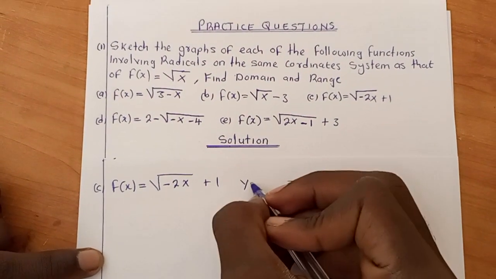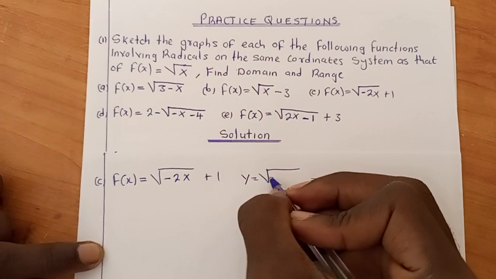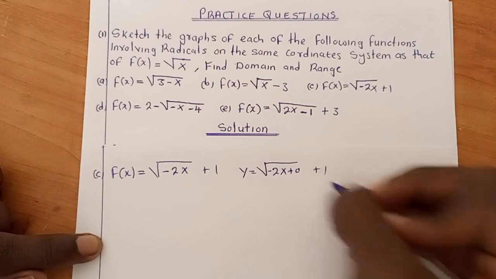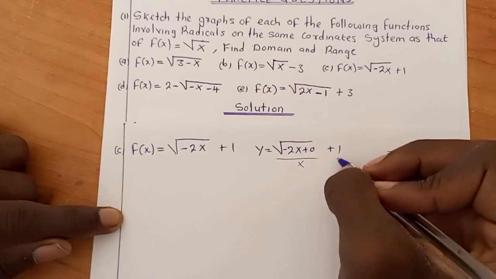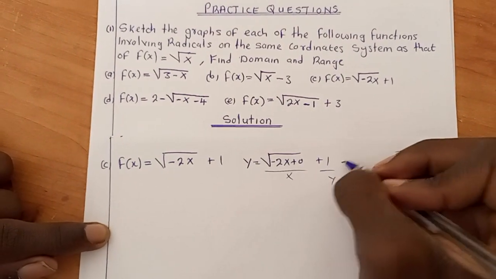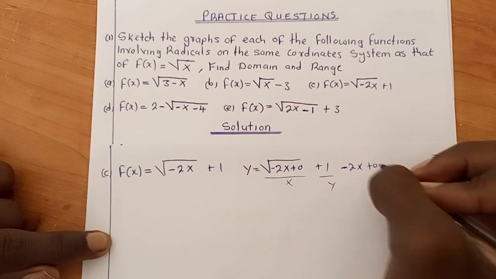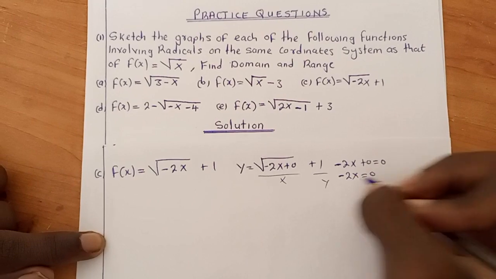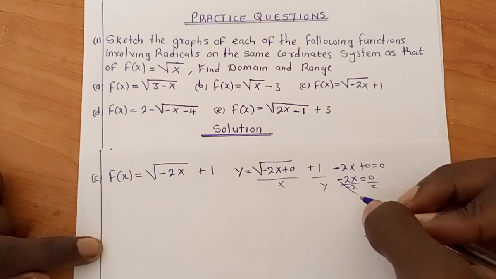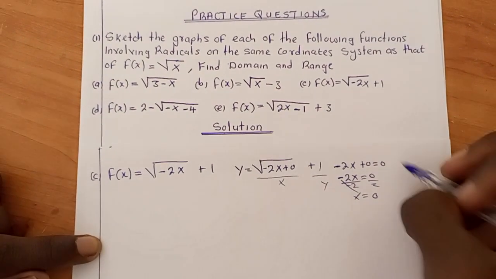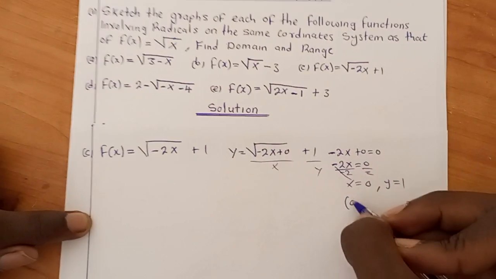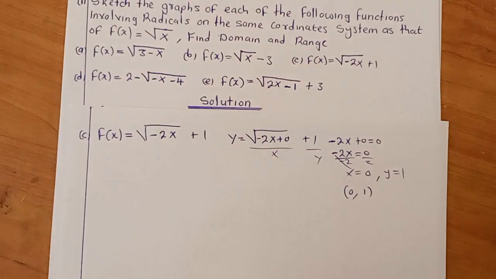This is just the same as y equals the radical of negative 2x plus 0, plus 1. This part is x, this part is y. So negative 2x plus 0 equals 0, so we get x equals 0. Then in the y, we have 1. So we are at the point (0, 1). We can plot that one.